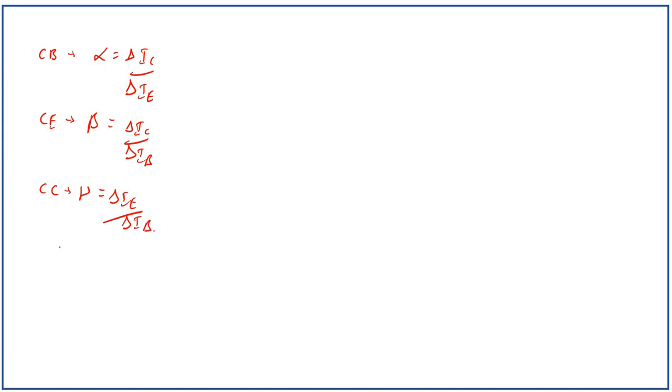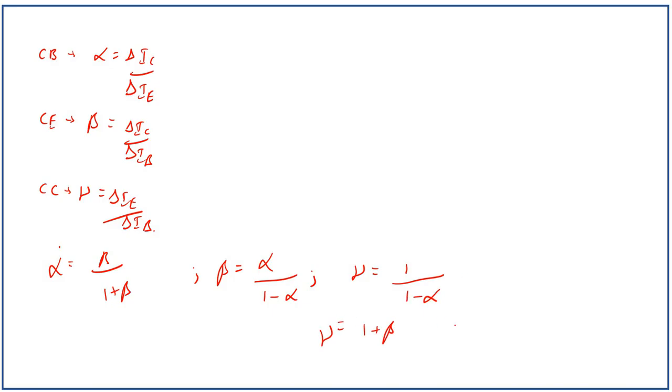So the relationships are alpha equal to beta by 1 plus beta, beta equal to alpha by 1 minus alpha, gamma equal to 1 by 1 minus alpha, gamma equal to 1 plus beta, and then 1 by alpha minus 1 by beta equal to 1. See, these are the relationships between alpha, beta and gamma.